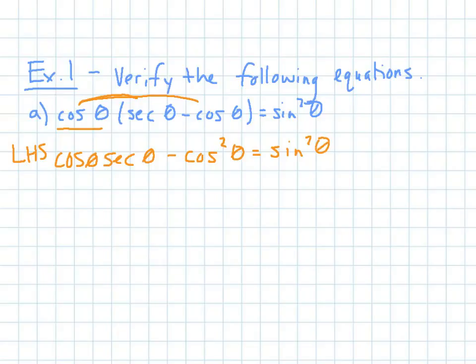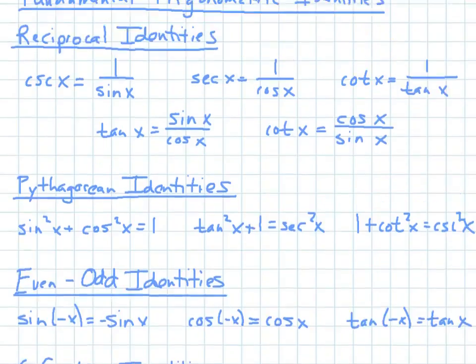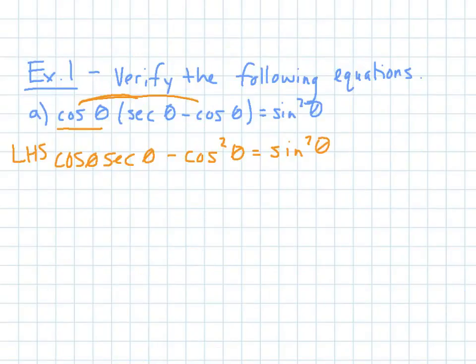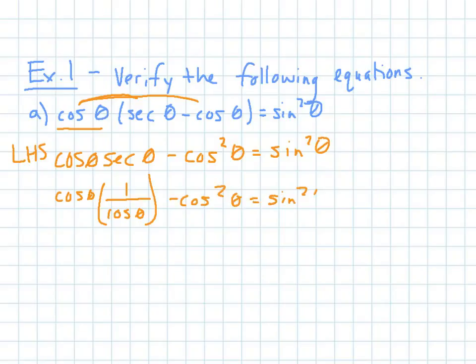Now, remember if you go back to your reciprocals, secant is the same thing as 1 over cosine. So let's insert 1 over cosine in for secant and see if we can simplify it at all. Now here it looks like cosine over 1 times 1 over cosine. They actually cancel each other out, so you're left with 1.